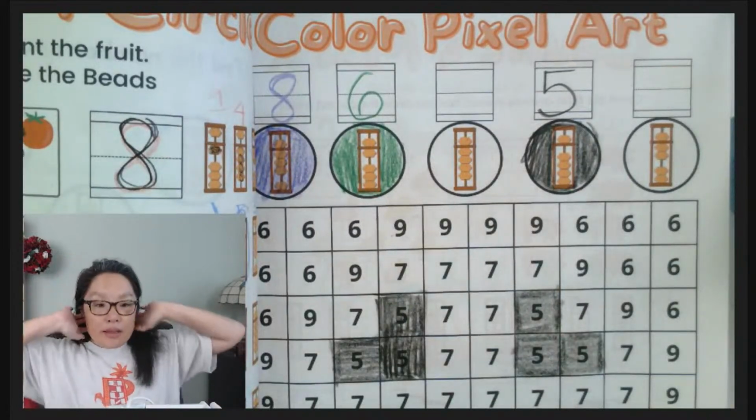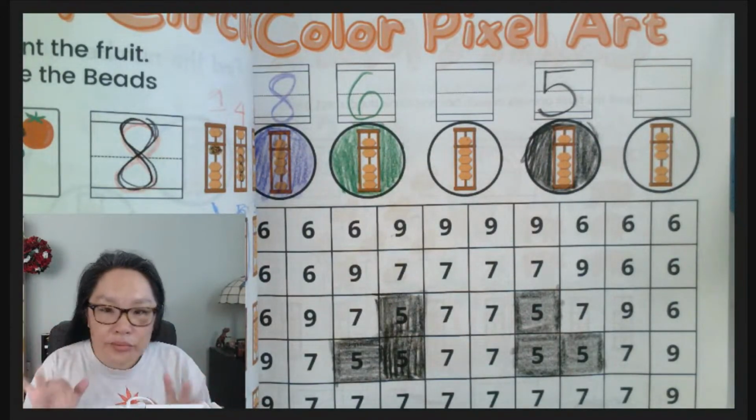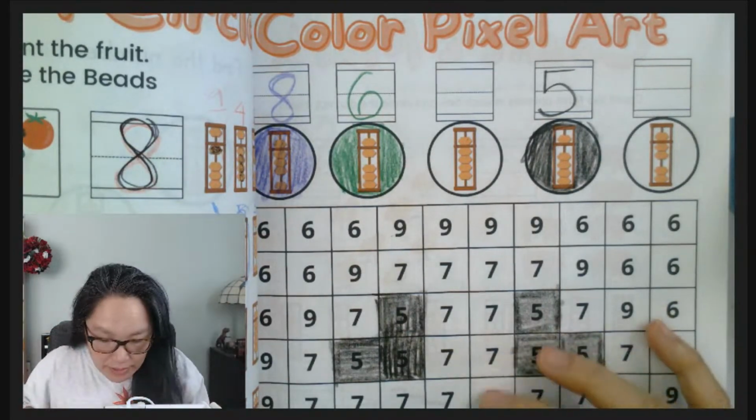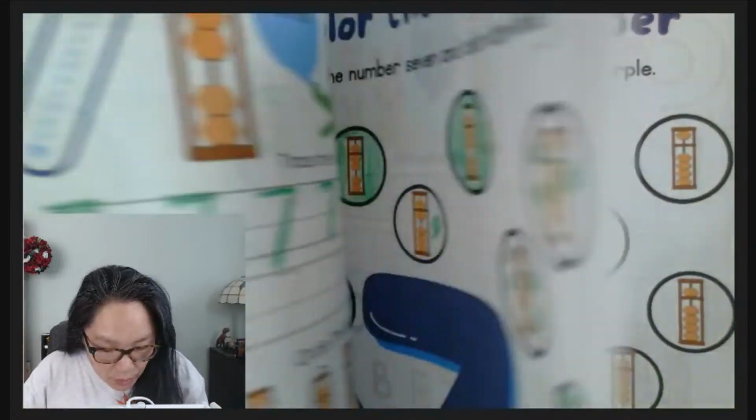This is pixel art, and this was to help the kids understand stuff. And I have a whole bunch of worksheets to try to make it more interactive.